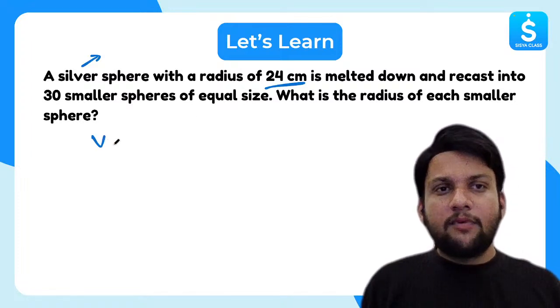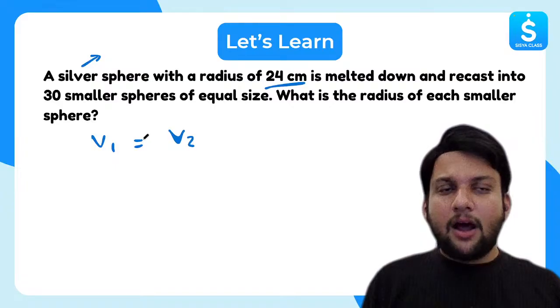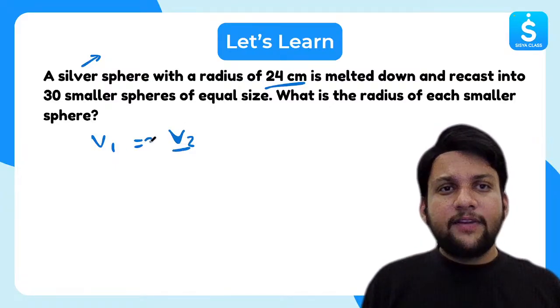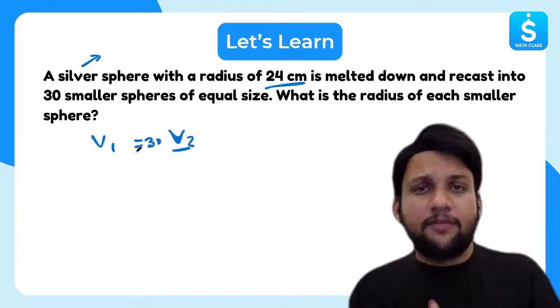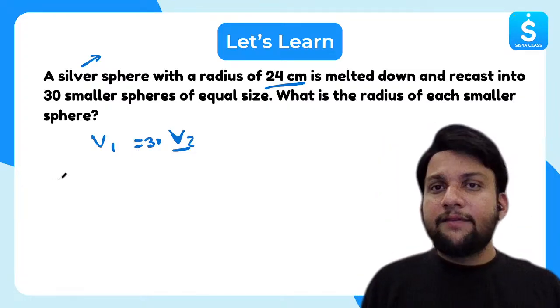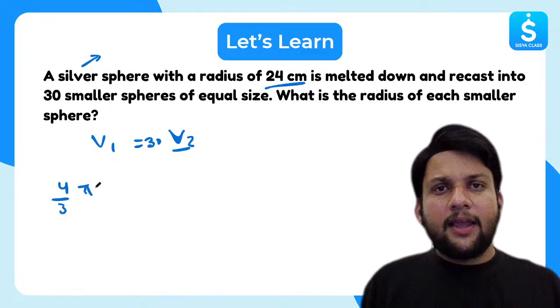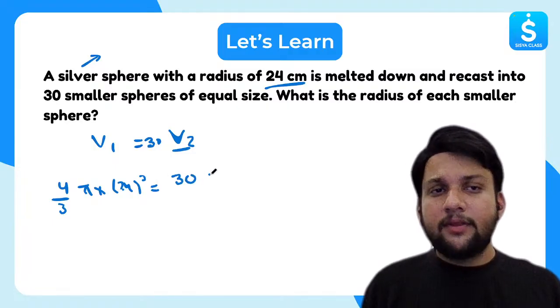That is, volume of one should be equal to volume of two. Now, this is volume of a smaller sphere. And how many do we have? 30. So one relation we have is V1 equals 30 times V2. Now, what is V1? If we consider sphere, the volume is 4 by 3 pi into R cube. R is what? 24 cube is equal to 30 multiplied by what is the volume?